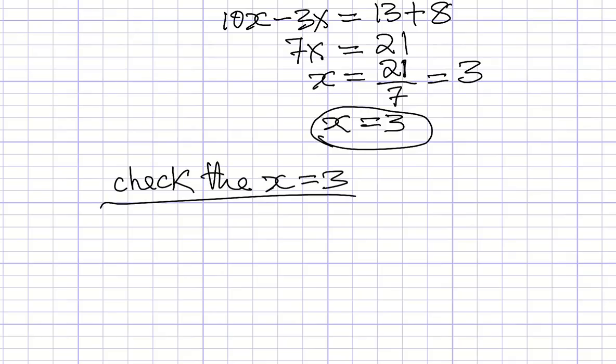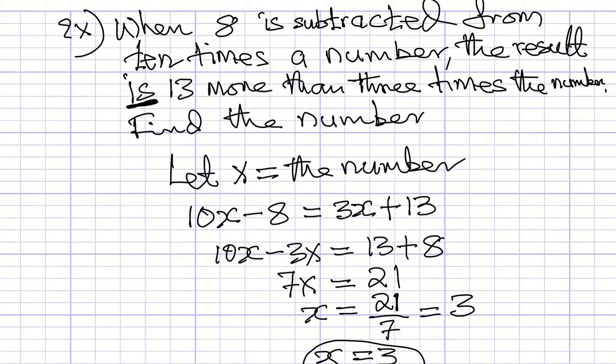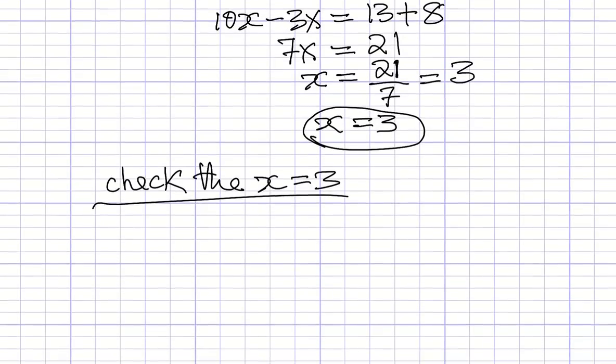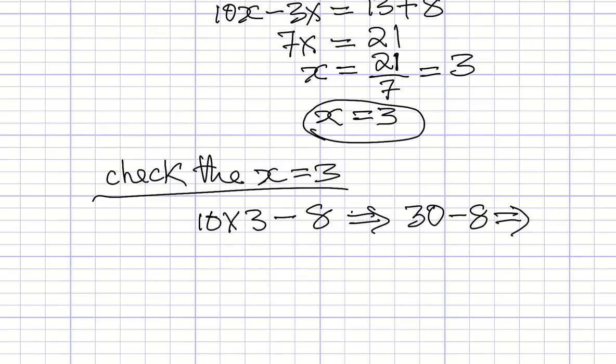Now what you do, you go back to the problem to see if it makes sense. The problem says 8 subtracted from 10 times a number, right? So basically it's 10 times the number, which is 3, subtract 8. What does that give you? It gives you 30 minus 8, which is 22, right?